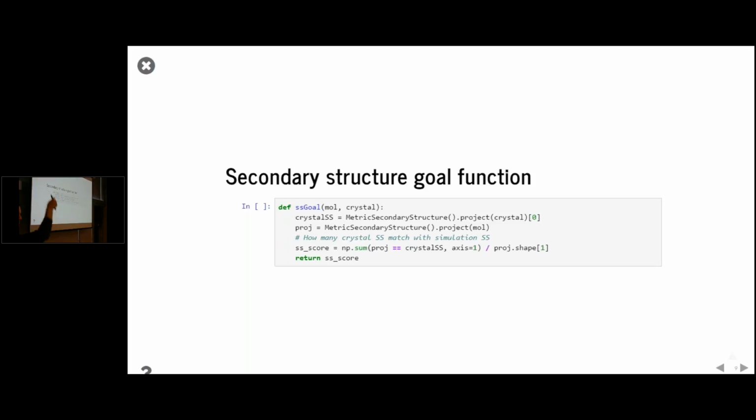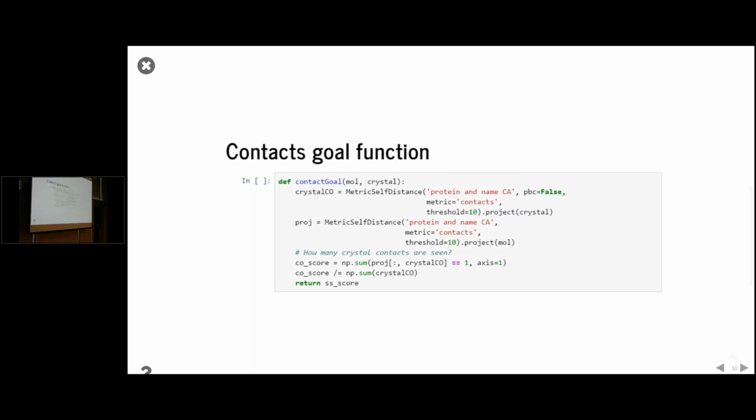It will be weird. You're going to be summing over the residue instead of over the frames, so it probably won't even work. So then you return that score. Same for the goal function for contacts. You calculate the contacts of your crystal, you calculate the contacts of your molecule, and then you sum over axis 1. You check how many of those crystal contacts are actually also contacts in your simulation. You sum. If you want, you can also normalize it. It's not necessary. And then, oh, there's a mistake. This should be CO score.